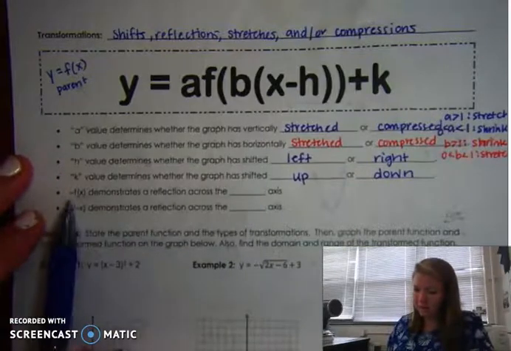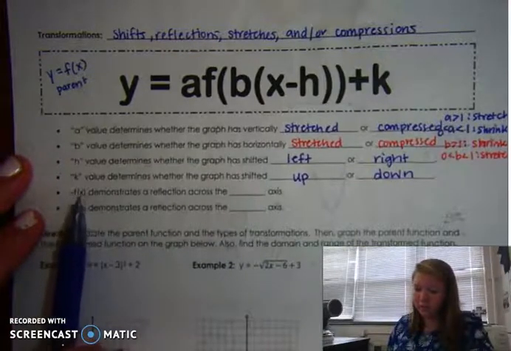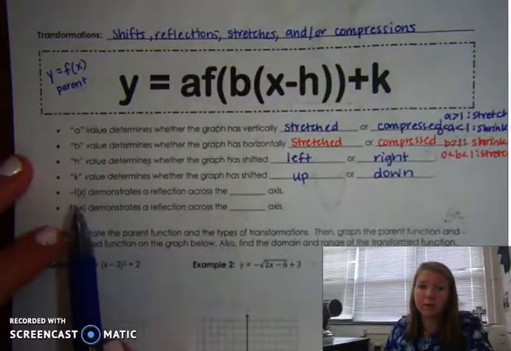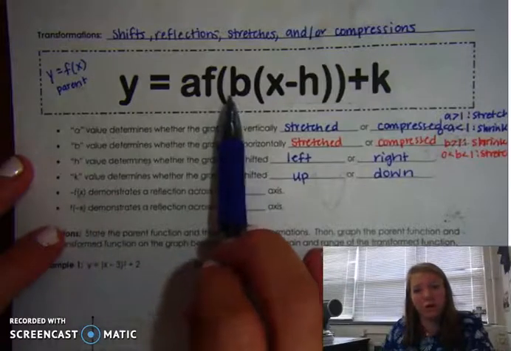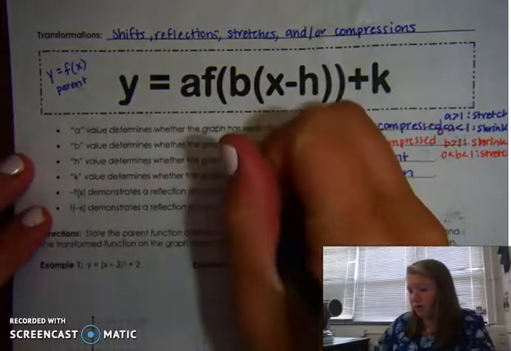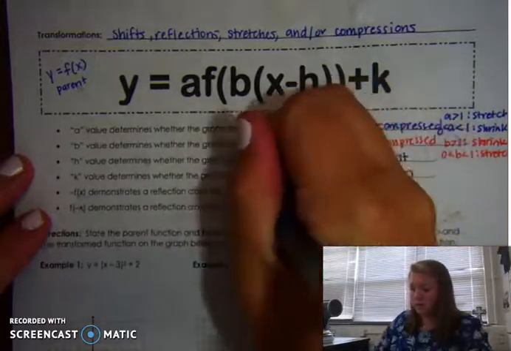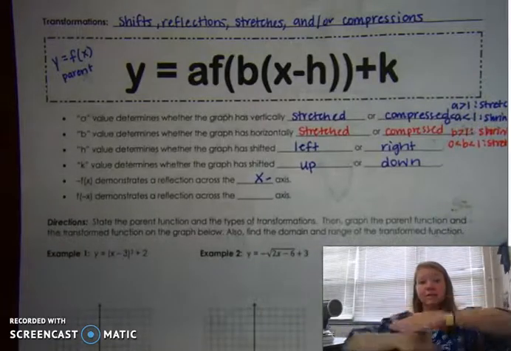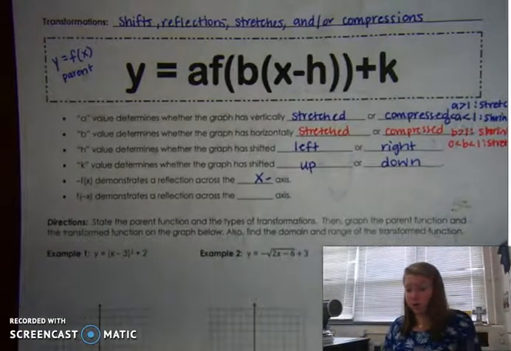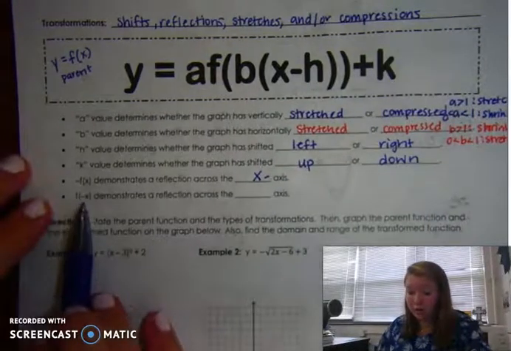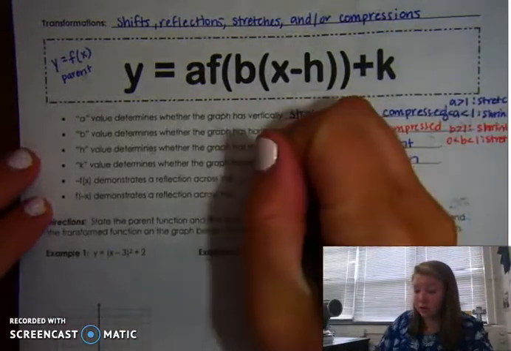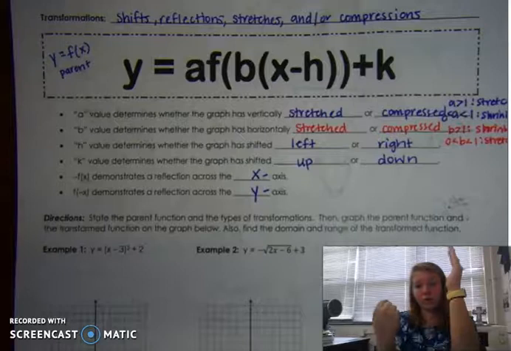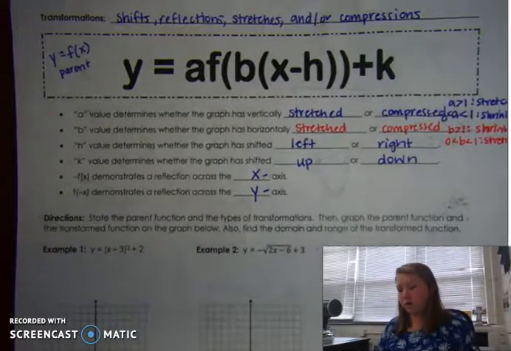Alright, and then the last thing that we can see happen is a negative multiplied by the function, so like a negative in front of the a, or a negative inside the parentheses, so like a negative in front of this b right here. If the negative's on the outside, you're going to reflect across the x-axis. So remember that the x-axis is running this way. You're going to flip vertically over the x-axis. Since that negative's on the outside, that's a vertical change. And then, on the other hand, the negative inside is going to be a reflection across the y-axis. So here's the y-axis. You're flipping horizontally. Okay? Alright, so those are the rules.